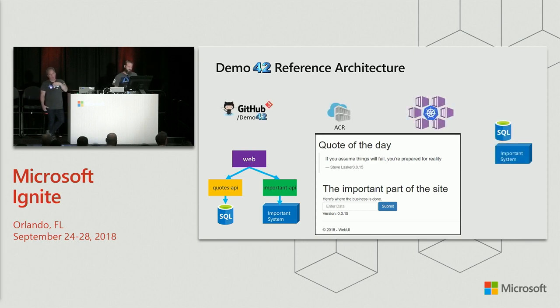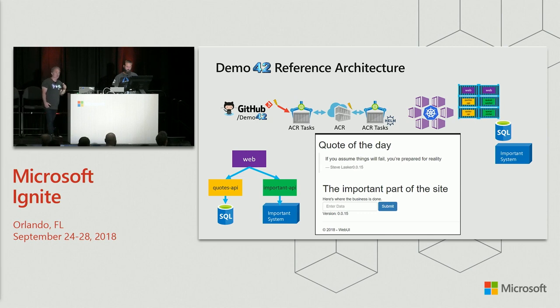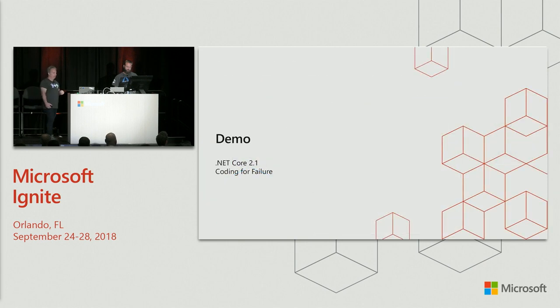And the way we're stitching this all together is we have demo 42 out on GitHub, so we keep all the source out there. We're using Azure Container Registry and Kubernetes, and we have SQL and this important system in the back. We're going to use ACR tasks and Helm to do the deployments to Kubernetes, and we'll touch on that in the second half of it. We automatically build and do some stuff there. So with that, we'll transition over to some demos.